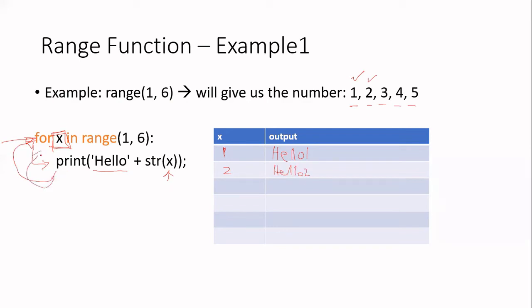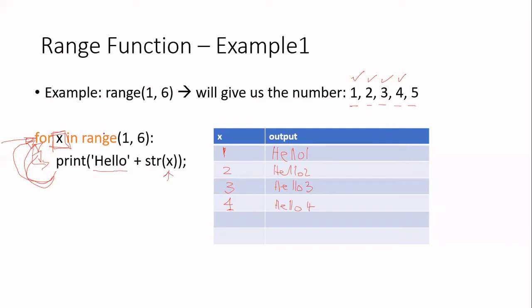Go back up, and this time round, x takes on the value 3. Come into the for loop, it's going to print hello, and it's going to print x, which now happens to be 3. Go back up the for loop, x now becomes 4. So x has the value 4. Come into the for loop, and it's going to print hello, and the x value is now 4.